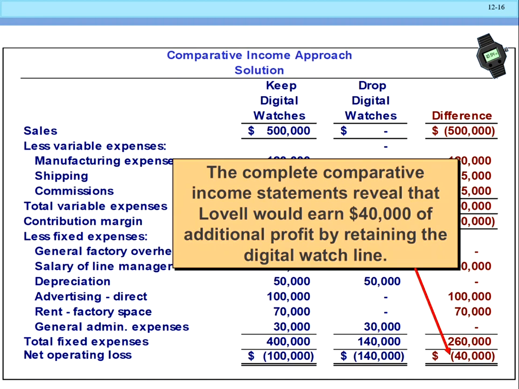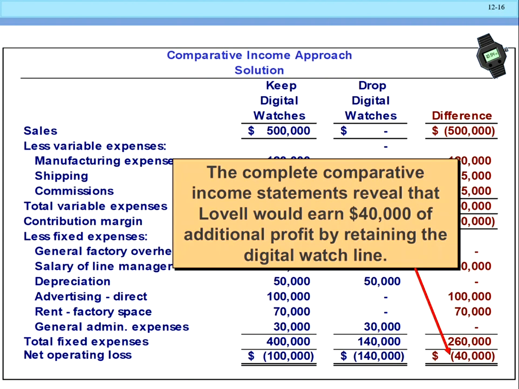So we can now see that when we keep the division, our loss is 100,000. When we drop the division, our loss increases to 140,000. This is because the division is able to contribute 40,000 to the fixed cost of the whole business. Okay, this division is able to contribute 40,000 to the fixed cost of the overall business.